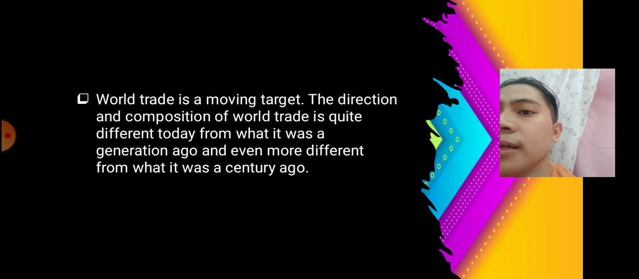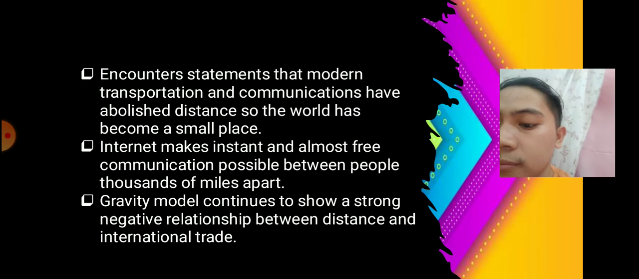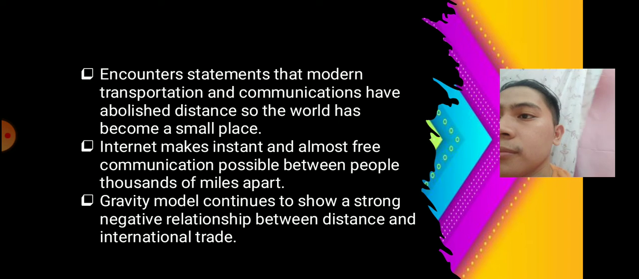World trade is a moving target, the direction and composition of world trade. So, that is what I discussed earlier. In contrast, modern transportation and communication have abolished distance, so the world has become a small place. The internet makes instant and almost free communication possible between people thousands of miles apart. The gravity model continues to show a strong negative relationship between distance and international trade.